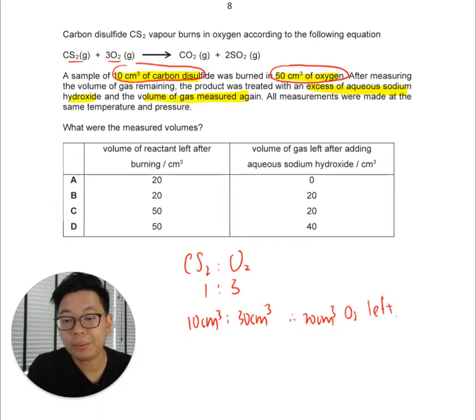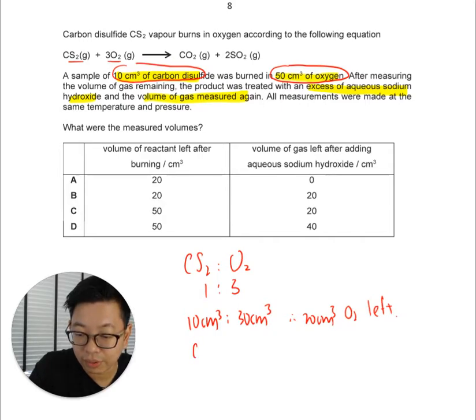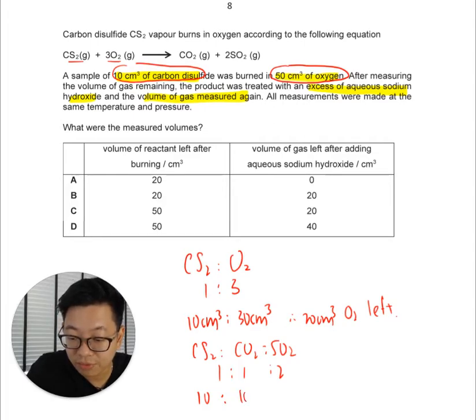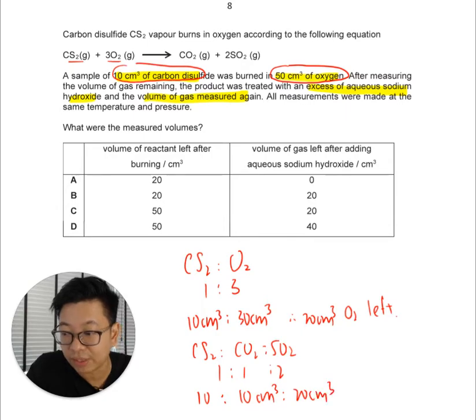Okay, and I'm also going to find the volume of the products. The mole ratio of carbon disulfide to carbon dioxide to sulfur dioxide is 1:1:2. What this means is if you have 10 cm³ of carbon disulfide, it will give you 10 cm³ of carbon dioxide and 20 cm³ of sulfur dioxide.